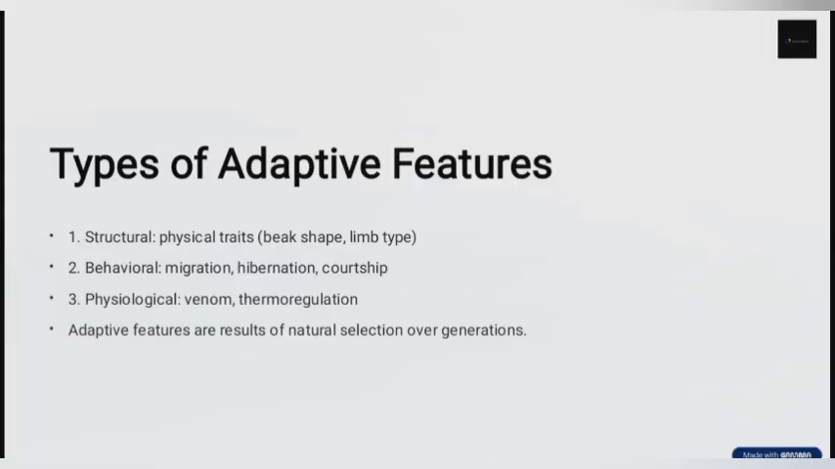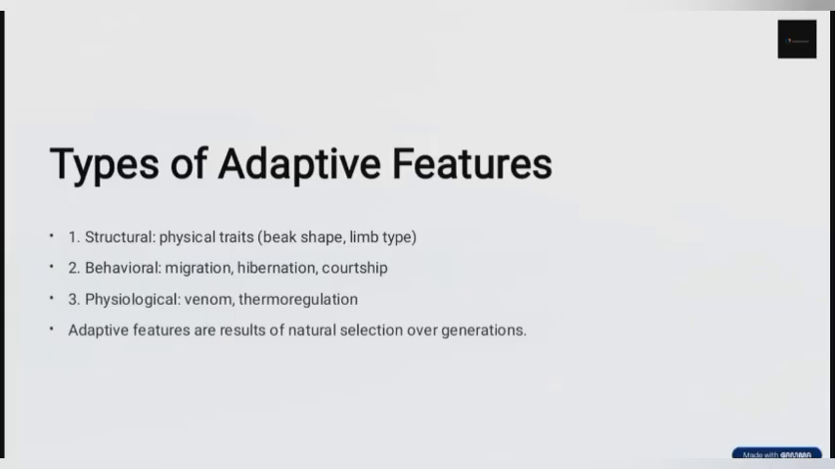Example, migration, hibernation, courtship. Now, in migration, yeah, some please, are you talking about the adaptive features? I can't see it in your slide. I'm just seeing particles. Okay, I can see it now. That was probably the network. Okay, all right. So let's continue.